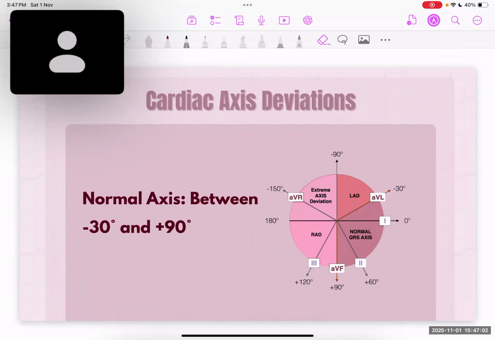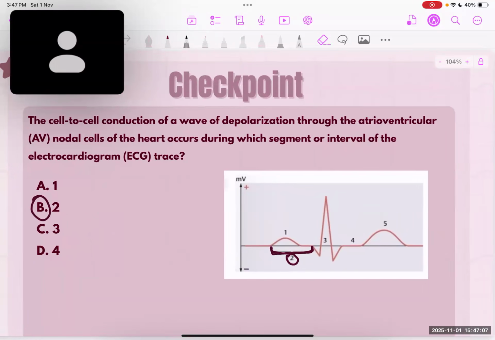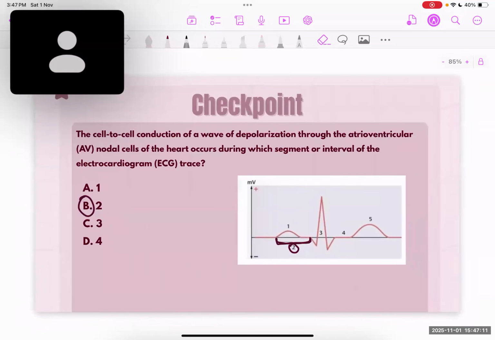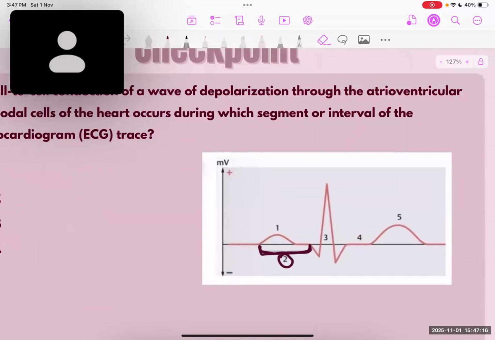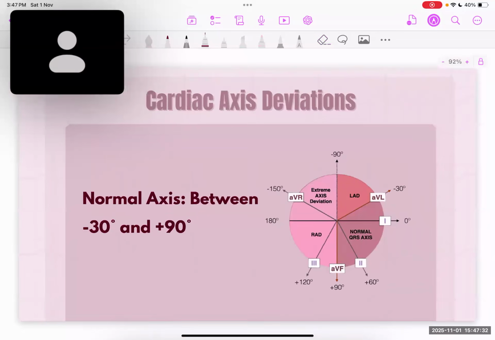I noticed this wasn't, why not one? Since they ask if it's a segment or interval, not a wave, so we're gonna take it as the whole thing. It's just the wording of the question. One is the SA node, yes, also. So one is basically the P wave, which is going to be the SA node firing, causing the atrial depolarization. The wave itself is not of the SA node, it's of the P. The delay is of the AV node, yes. Whoever is answering correct. Okay, cardiac axis deviations.